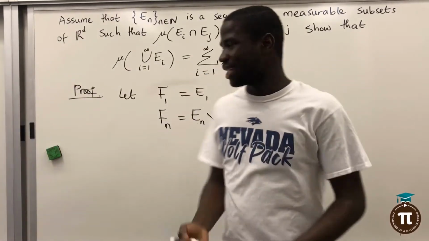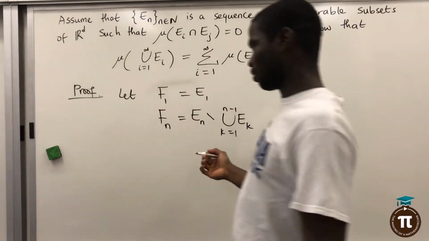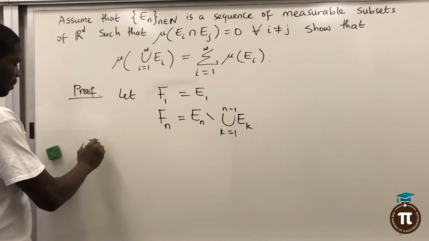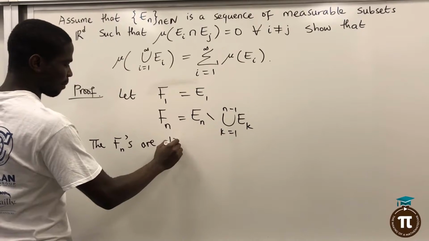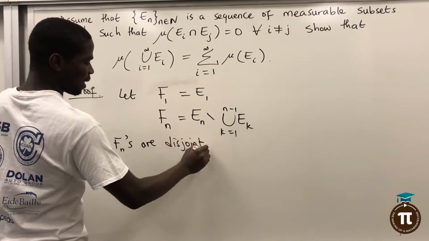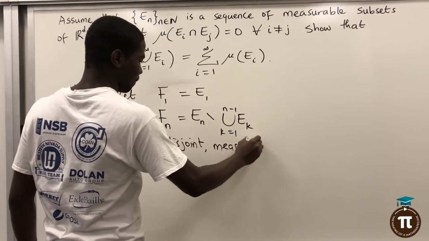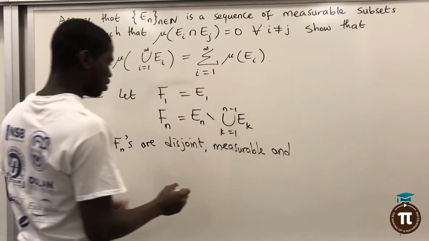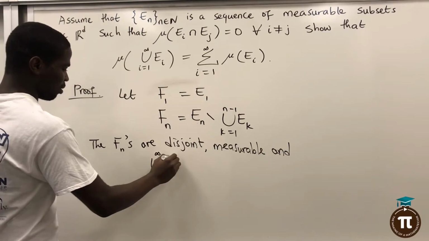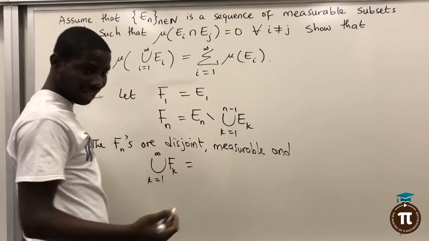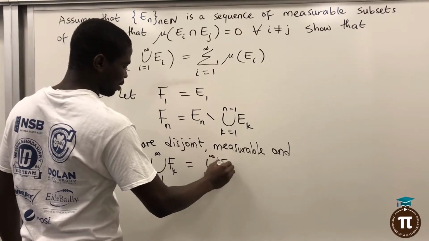What does this ensure? This ensures that my Fn are disjoint. So that is the first thing you need to know. The Fn's are disjoint. Not only are they disjoint, they are measurable, obviously. And notice that the union from k starting from 1 to infinity of the Fk is exactly the same as the union of k starting from 1 to infinity of Ek.